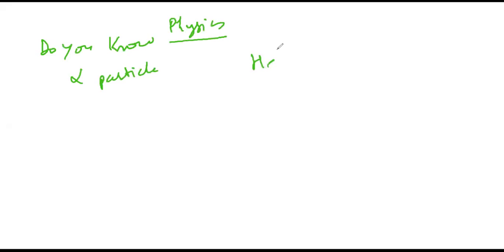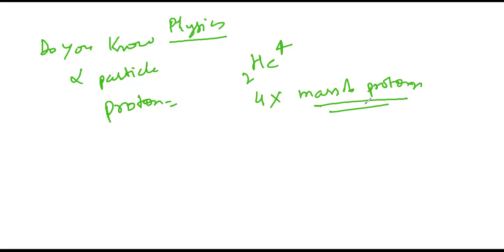So, do you know about alpha particle? Yes, sir, you told yesterday. What is alpha particle? Sir, helium particle with plus 2 charge. About helium, you're sure? Yes. So, how many protons are there in helium? Sir, 4. So, 4 into mass of 1 proton. Okay. Have you understood? Understood now? Yes. Okay. So, let us go for another topic.